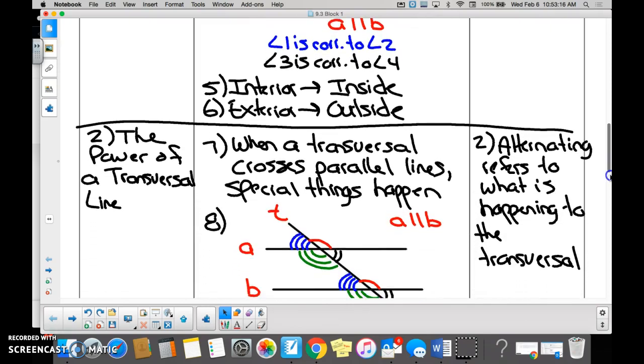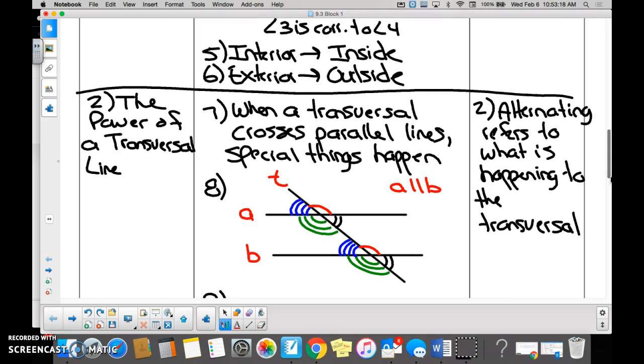Number 7 says when a transversal crosses what kind of lines here? Parallel. Okay, when a transversal crosses parallel lines, special things happen. If a transversal crosses non-parallel lines, not a lot of special things happen. But if it crosses parallel, special things happen. So we have indicated right here that A and B are what? Parallel. Because this symbol means what?